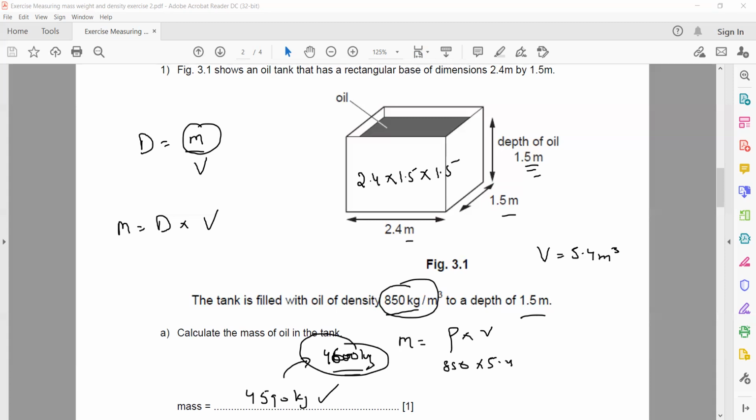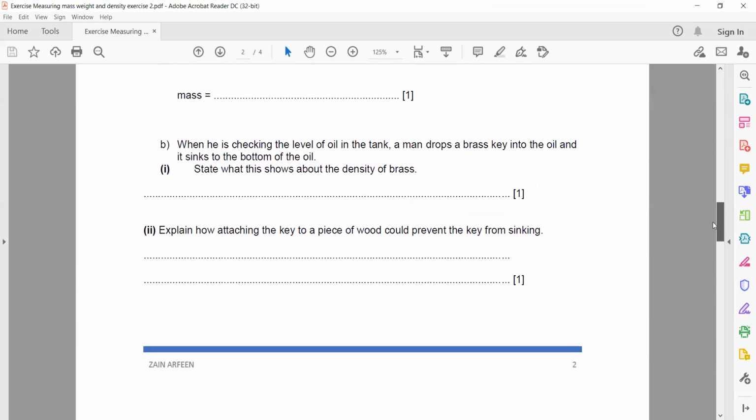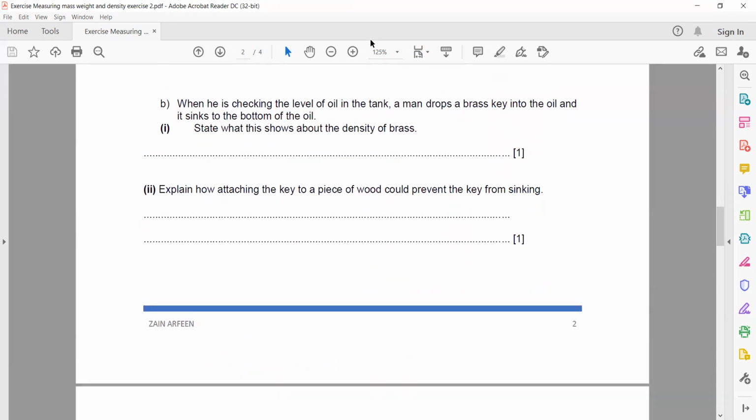The next part: when he is checking the level of the oil in the tank, a man drops a brass key into the oil and it sinks to the bottom. So what happened? We have a container which is filled with the oil. A man, by mistake, drops a key into the oil and the key sinks to the bottom.